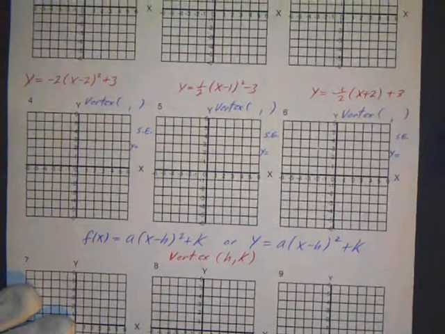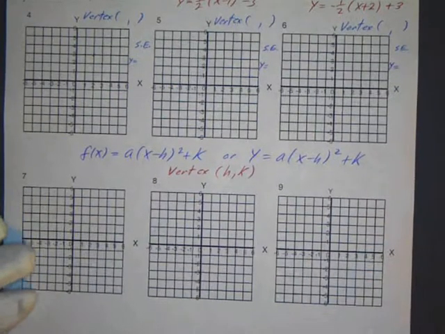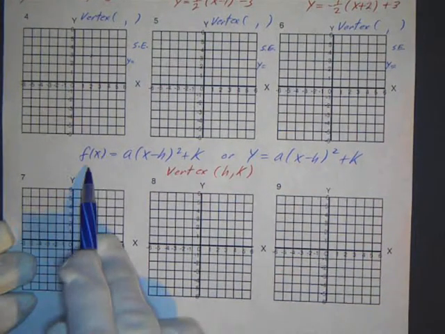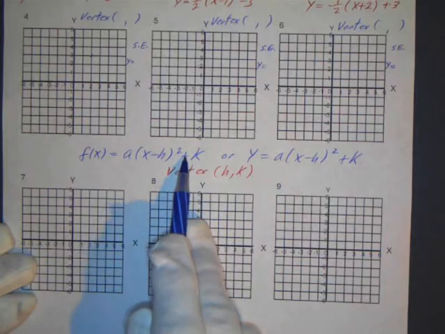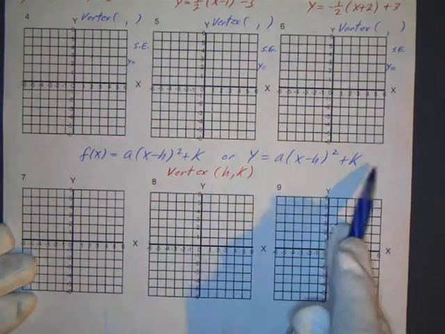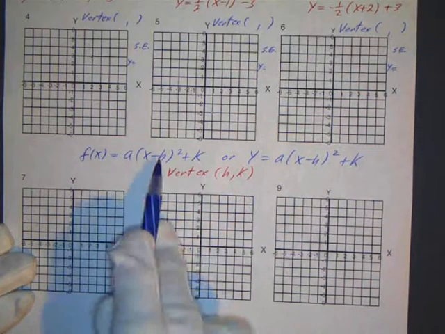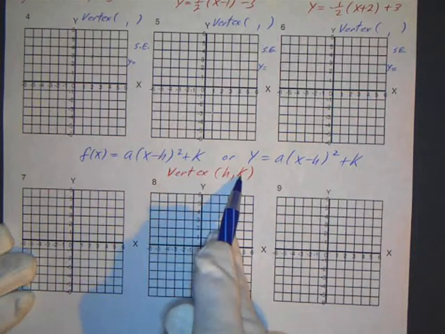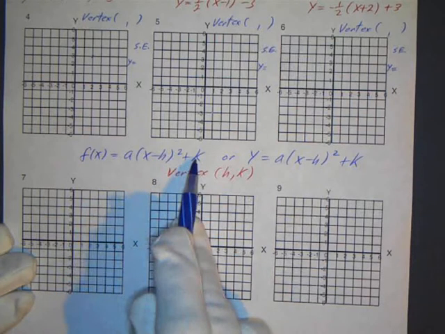All right, so let's take a look at some examples on graphing quadratic equations or parabolas in vertex form. When we have a form like this, f of x or y equals a times x minus h squared plus k, this is a quadratic equation because we have a square term in it, and it graphs to be a parabola. If we have it in this form, we can tell that the vertex is at h, k, and this will be the horizontal shift, and this will be the vertical shift.